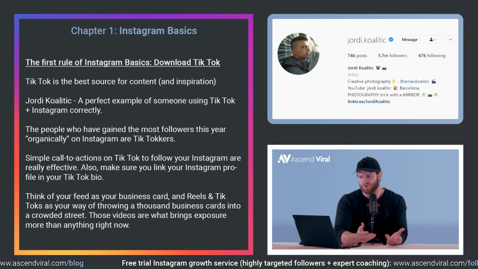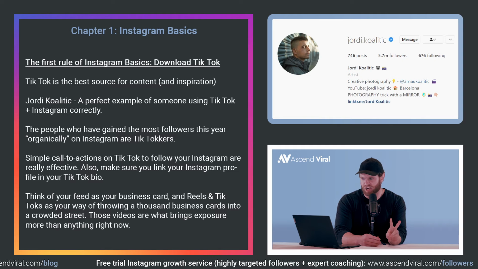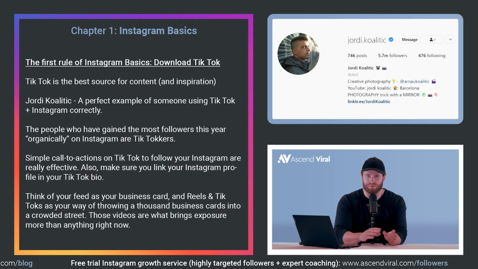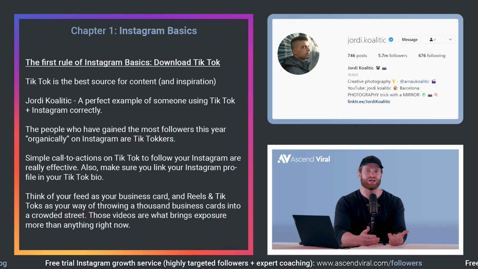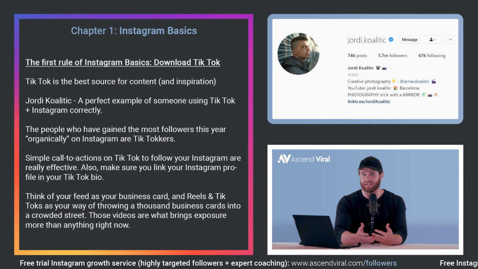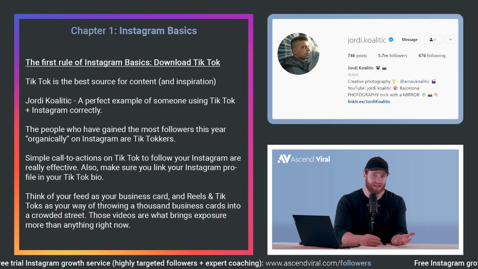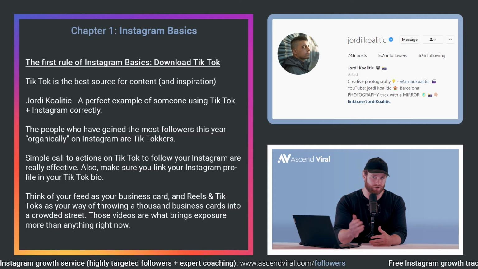There are a lot of ways to promote your Instagram on TikTok, but the two most common ways I see and recommend are simply pinning a comment telling people to check out your Instagram, and simply linking your Instagram in your TikTok bio and telling people in your bio to go follow your Instagram.